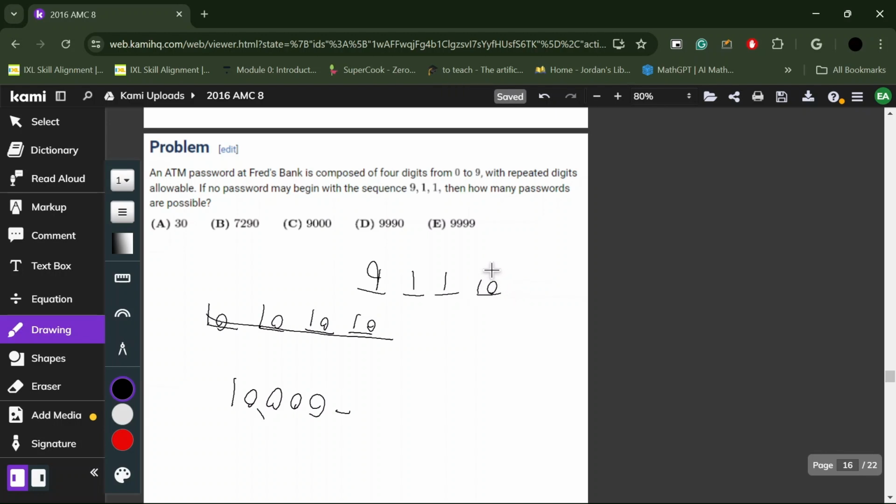So we can just subtract those 10 choices from here, and we get 9,990. And that is our answer, D.